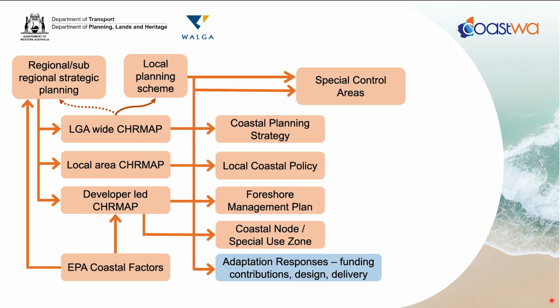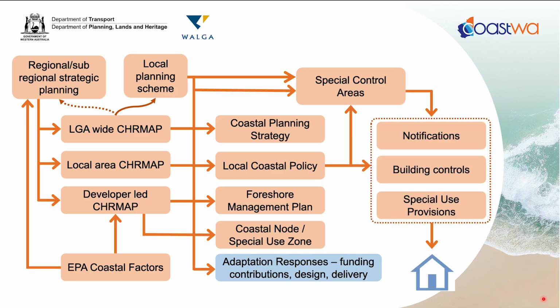So the local planning scheme then influences the introduction of special control areas, that local government-wide and local area CHRMAPs influence coastal planning strategies, local coastal policies, foreshore management plans, coastal node or special use zones, and obviously in the blue there, any adaptation responses that require funding, contributions, or design and delivery. And that feeds into, again, from that higher order to the lower level, things like recommendations for notifications on titles, building controls, and special use provisions that directly impact individual local landowners.